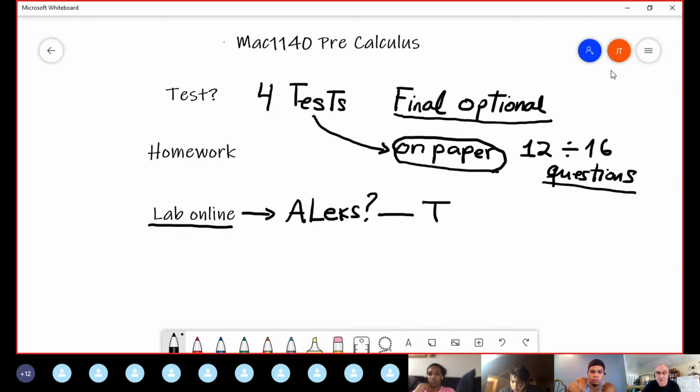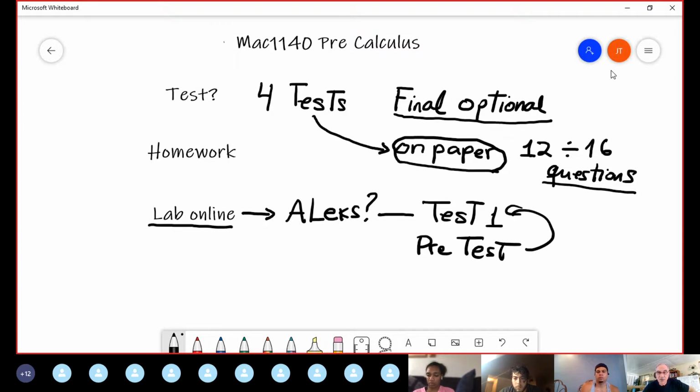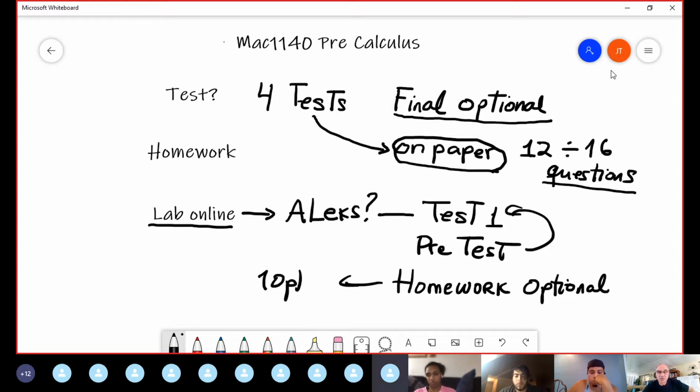Alex contains tests. Of course, you can see only test 1, no? But throughout the course you see test 2, 3, and 4. For any chapter, we have a pre-test only for practice. Homework. Homework is optional. Optional. But the reward is 10 extra points.